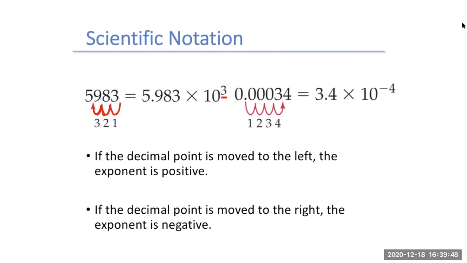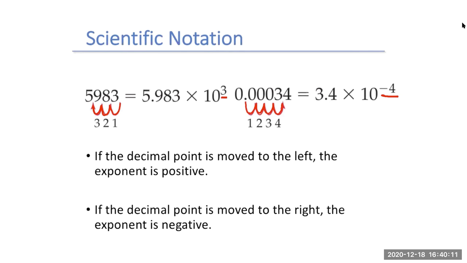And when it's positive, the decimal point gets moved to the left. When it's negative, the decimal point gets moved to the right. So in this case, we go 1, 2, 3, 4. So that's where you get your negative 4. You get 3.4 times 10 to the negative 4th. So it's really not so bad. It's an easier way to write our number sometimes.